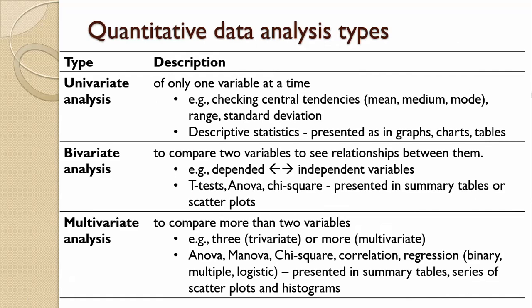And also you could do a comparison analysis to compare more than two variables. For instance, where you have three variables, trivariate, or more variables, multivariate. In this case, you can use ANOVA or MANOVA or chi-square or correlation or regression, which can be presented in summary tables or contingency tables, or a series of scatter plots and histograms that you can look at to compare for your interpretation.